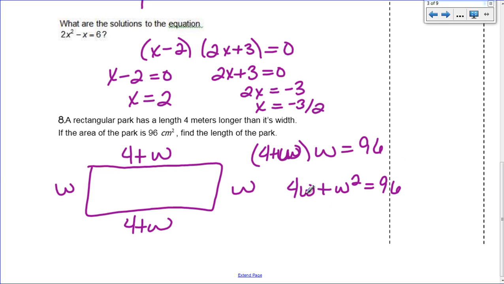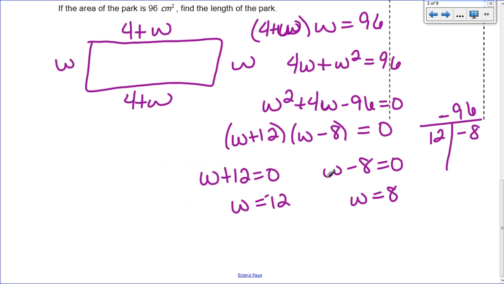So you need to set this equal to 0, put it in standard form, factor it, and then use those factors to find out what the actual length of the park is. So I'm going to let you factor that. Then you can come back in just a second and check your answer.